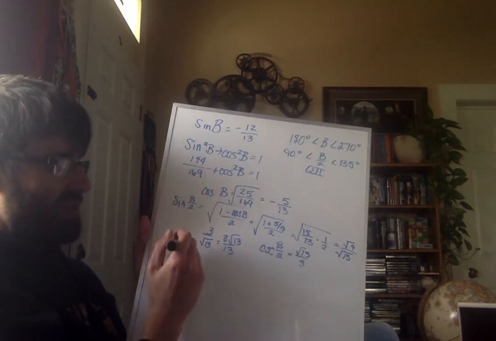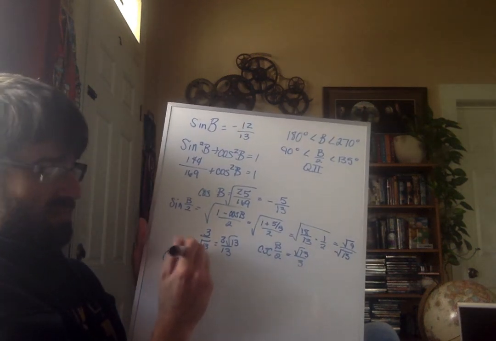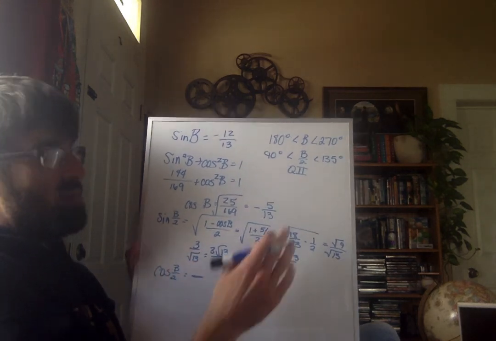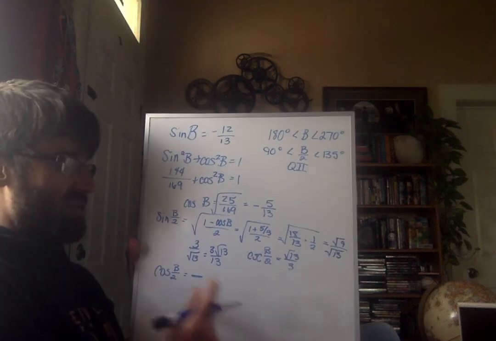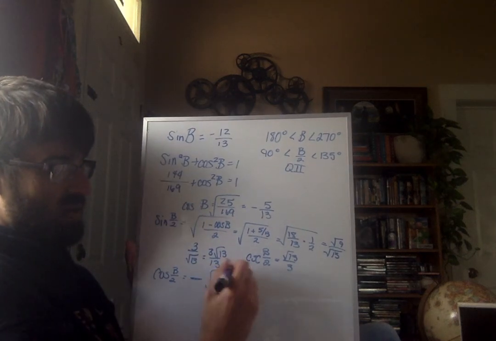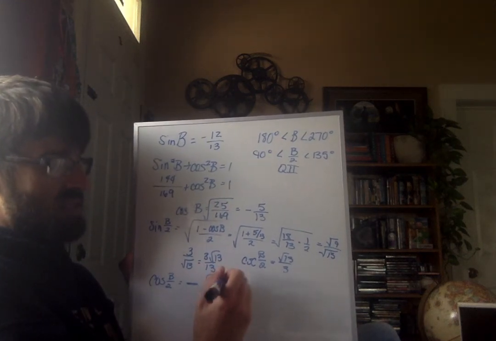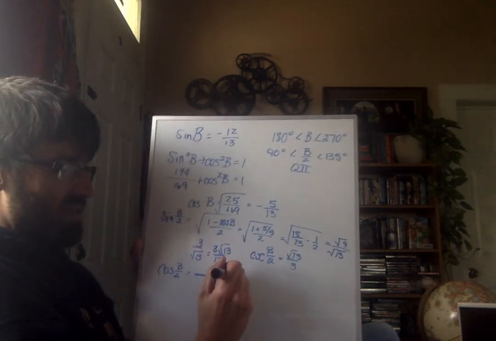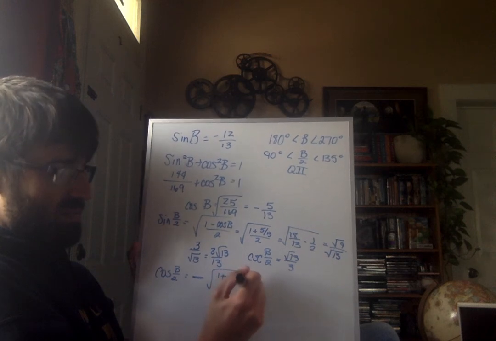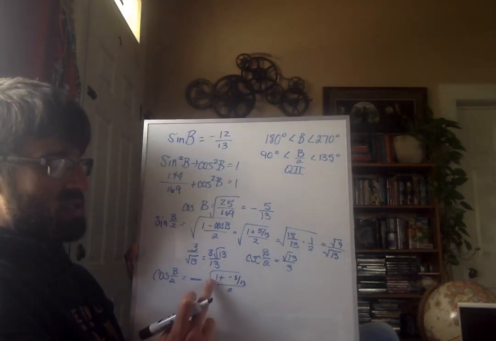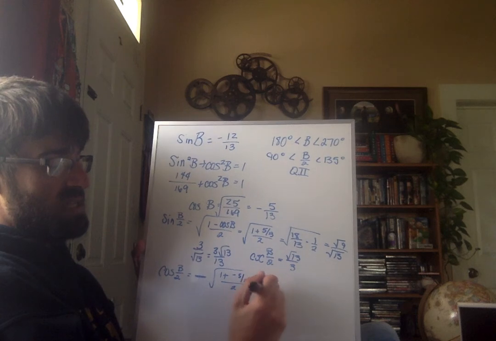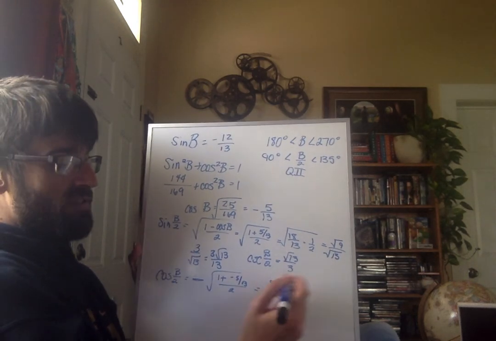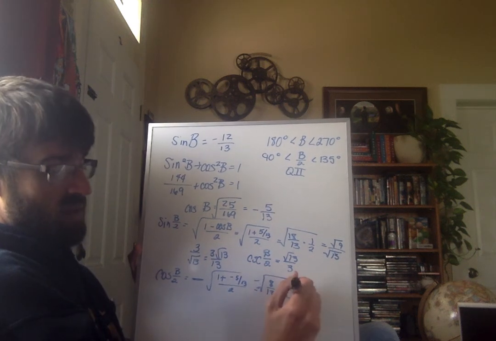The next thing I'm going to do is find the cosine of b over 2. I'm going to use that b over 2 is going to be negative in quadrant 2, because cosine is negative in quadrant 2. That's going to be 1 plus cosine of b, which is negative 5/13, over 2. So this is 13/13 minus 5/13, which is 8/13, multiplied by a half, and the negative square root of that.